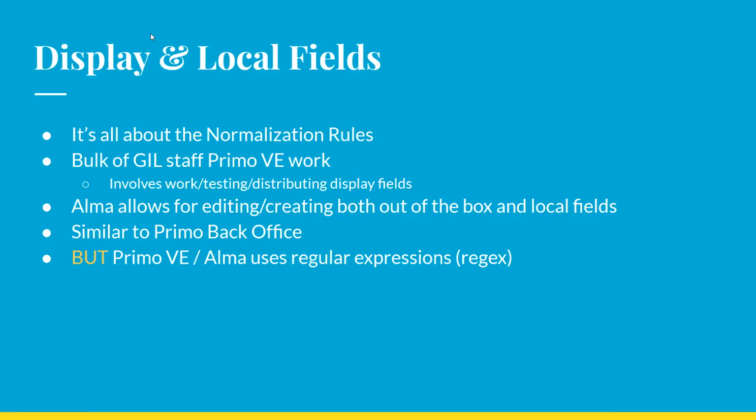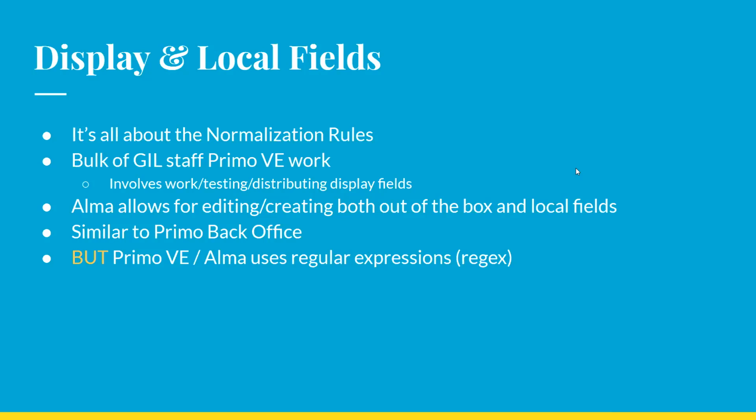The way we do that for display and local fields is what are called normalization rules. This comprises a large portion of what we do because they are complicated and very touchy in how they work. So it's a constant iterative cycle of working on the rule, testing, distributing, making sure it looks right, and if it doesn't, going back to the very beginning of working on it.